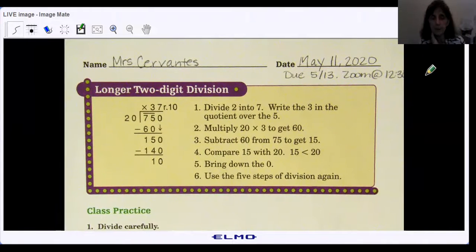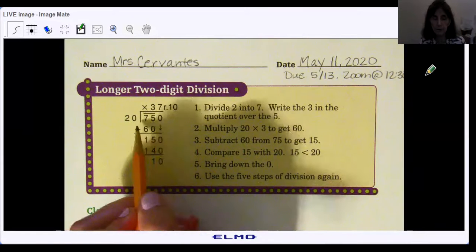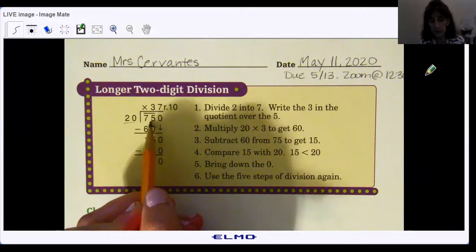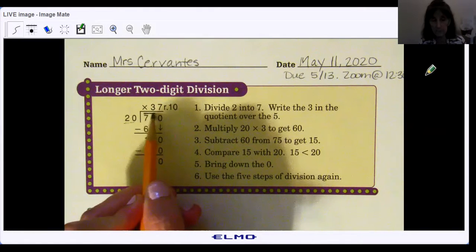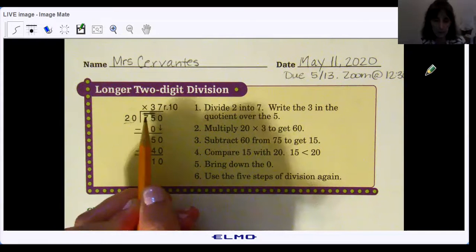750 divided by 20. 20 will not go into 7, but 20 will go into 75. Now you see that little line over the 75? That means we're going to put 20 into 75. How many times will 20 divide into 75? How many 20s can you count in 75?